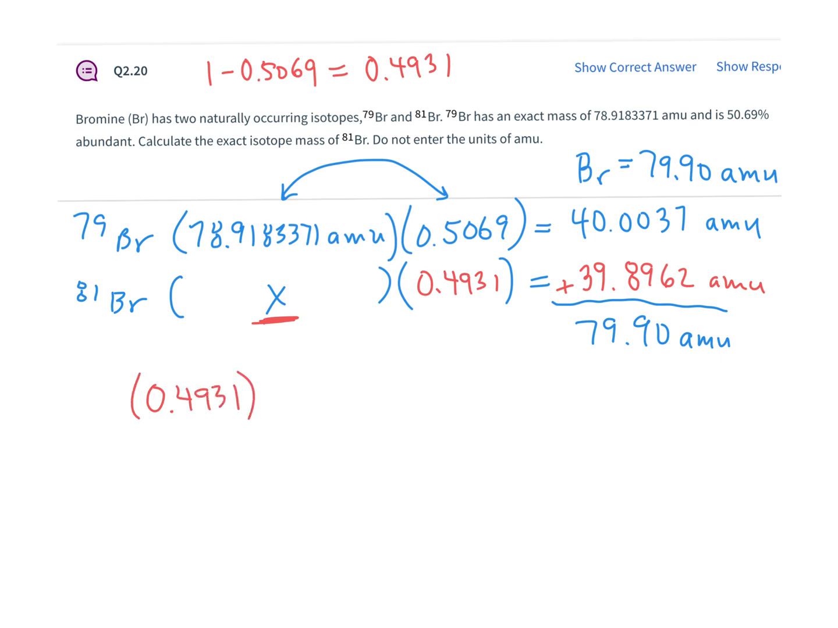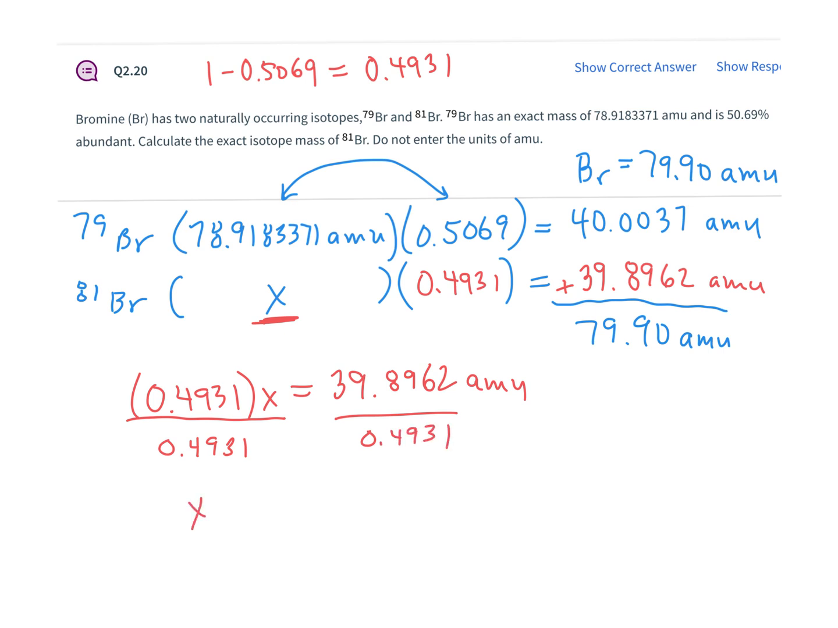So now I can plug that in here, and I've got an algebraic equation: 0.4931 times x equals 39.8962 AMU. I'm going to divide both sides by that abundance, 0.4931, and I'm going to get x, which is the isotopic weight of bromine 81, to be approximately 80.9089 AMU.